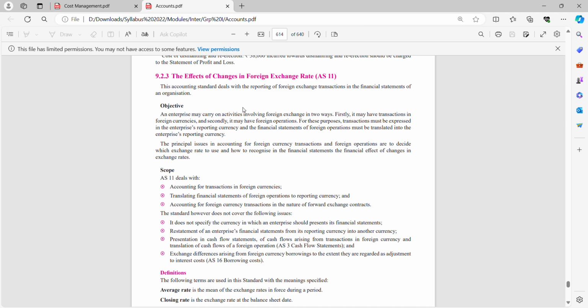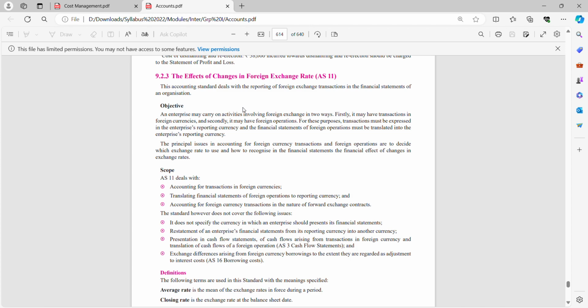So we have the accounting standard related to the effects of changes in foreign exchange rates. This accounting standard deals with the reporting of foreign exchange transactions in the financial statements of an organization. So what you are doing here is reporting foreign exchange transactions and foreign exchange rates in your financial statements. Balance sheet, P&L, cash flows, changes in equity are your financial statements.